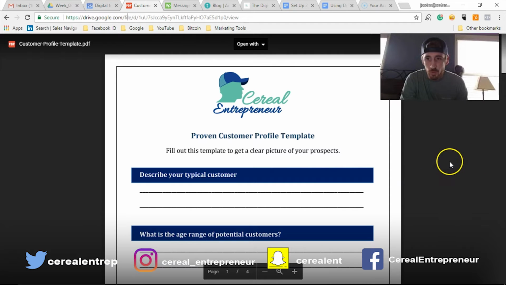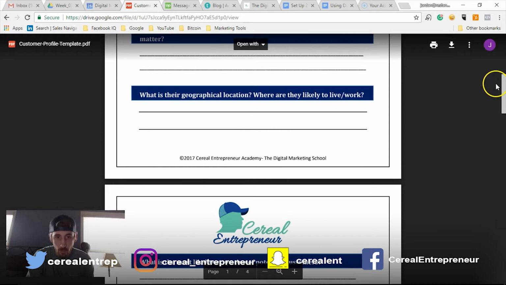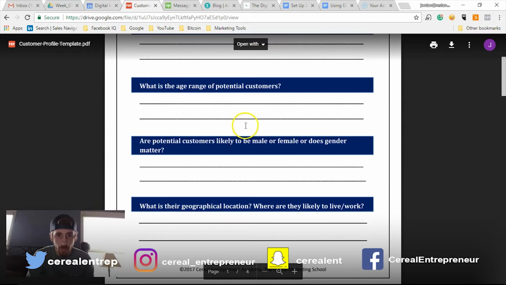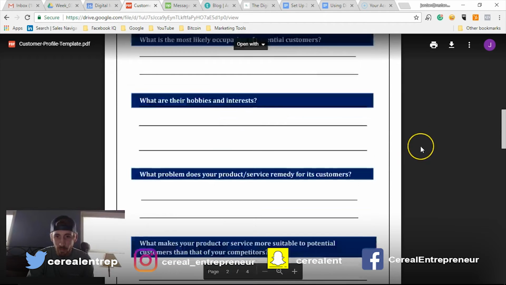Basically, it is a simple 4 or 5 page document that you can use to get a gauge of, or really list out, what your typical customer looks like. It has things like describe your typical customer, what is their geographical location, what is their age range, are they more likely to be female or male, or does that even matter? All of these are questions you're going to want to ask, and we provide this for you in this template.